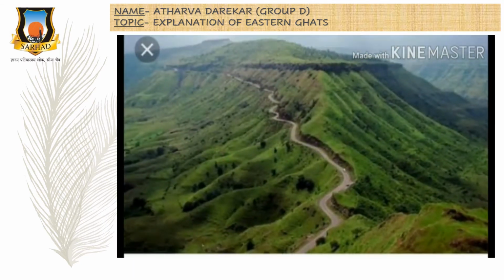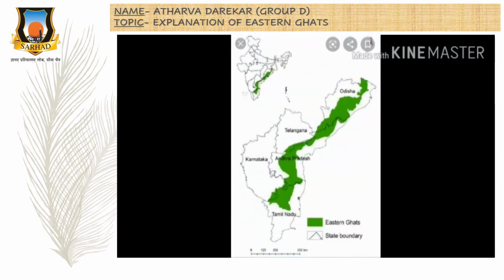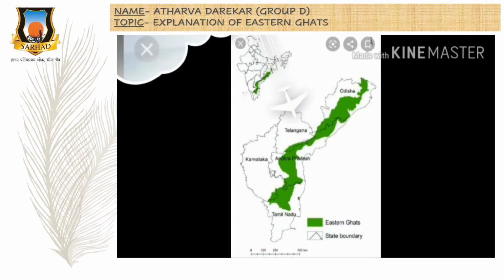So my topic is explanation of Eastern Ghats, and in this video I am going to discuss Eastern Ghats. Eastern Ghats are discontinuous ranges of mountains along India's eastern coast. The Eastern Ghats run from northern Odisha through Andhra Pradesh to Tamil Nadu in the south, passing through some part of Karnataka as well as Telangana.